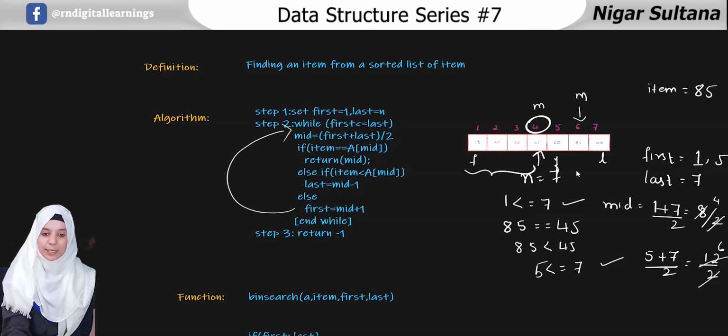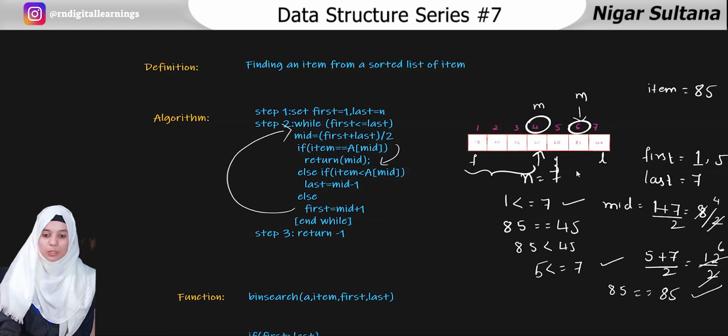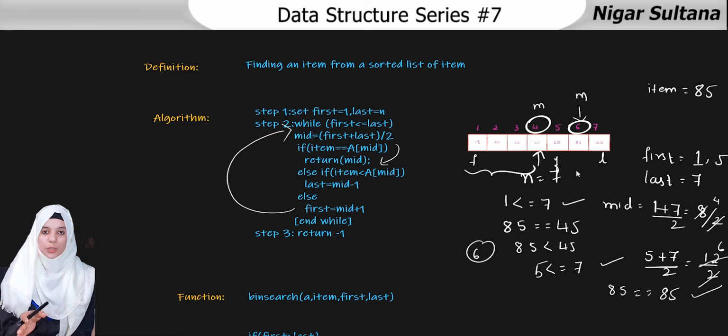Now let's check. If item is equal to A of mid, what is my item? 85. Is 85 equal to A of mid? What is A of mid now? A of mid is holding 85. Is this true? Yes, it is true. When it is true, what I must return? I must return mid. What is the value of mid? It is 6. So it is understood that at the 6th location 85 is stored.